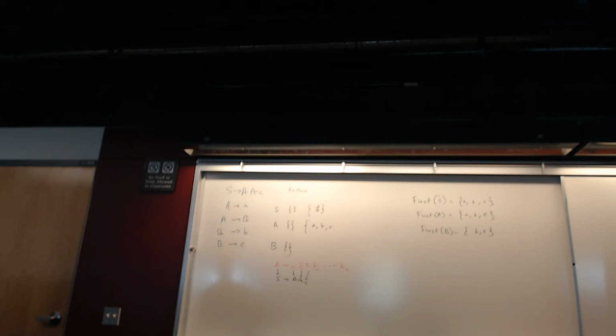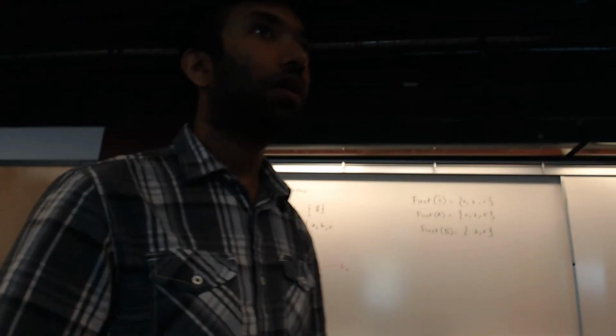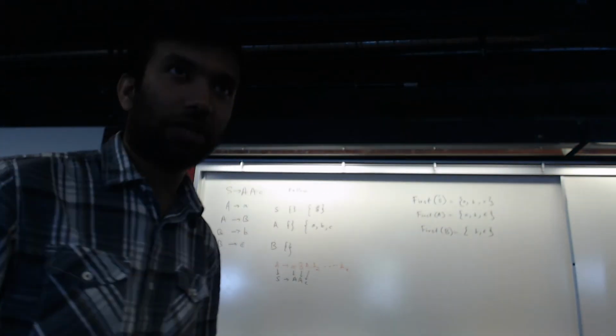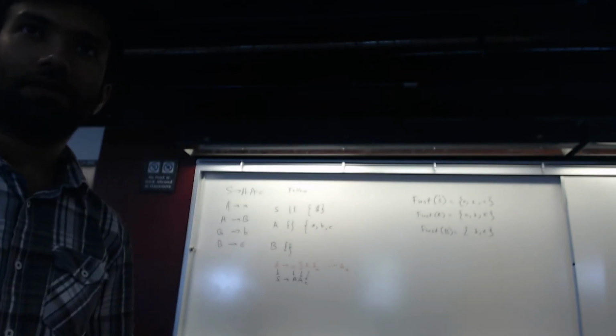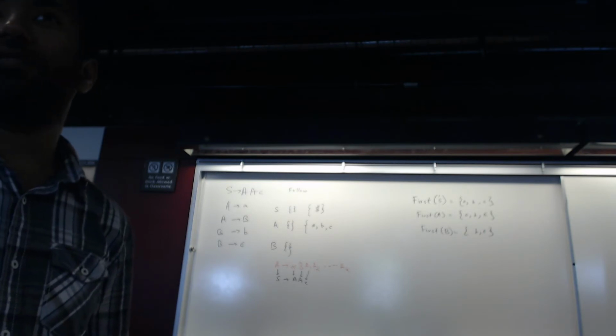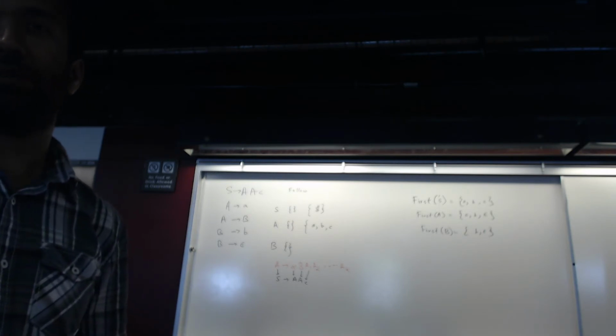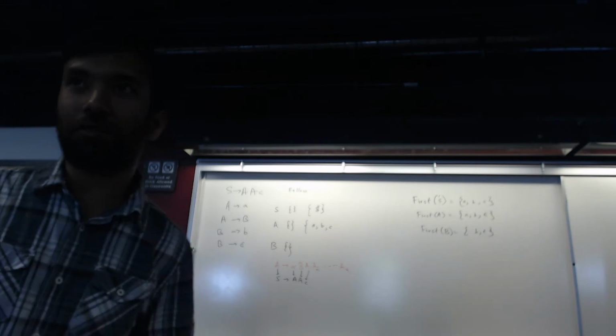So alpha cannot be anything? A sub k can be anything. Alpha can also be anything. So why not use alpha instead of A? Alpha can be a sequence also. A subscript i cannot be a sequence. Alpha can be a sequence.